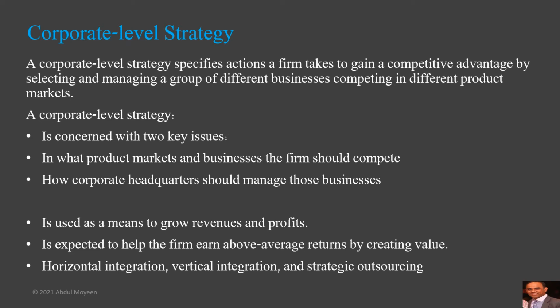A corporate level strategy specifies actions a firm takes to gain a competitive advantage by selecting and managing a group of different businesses competing in different product markets. In general, corporate level strategy involves choices strategic managers must make in 3 areas. Number 1, they need to decide in which businesses and industries a company should compete.